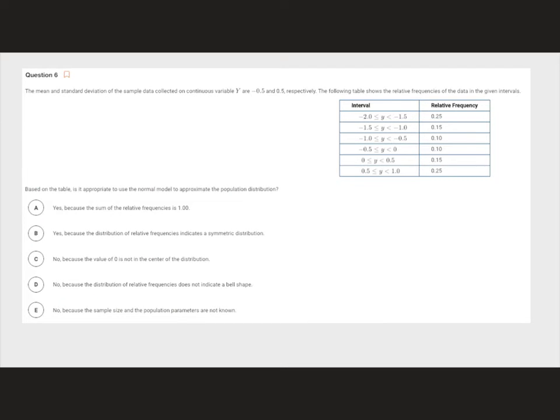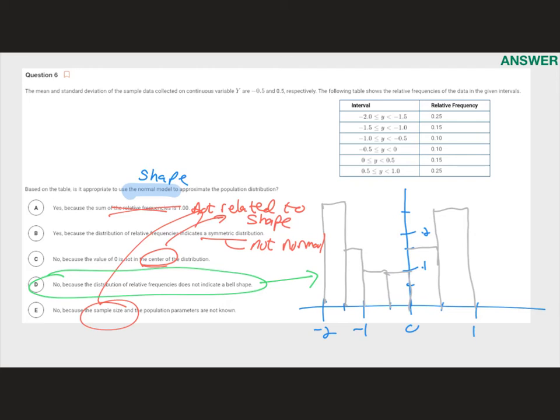Next one. Mean and standard deviation of the sample data collected on a continuous variable y are negative 0.5 and 0.5 respectively. The table shows relative frequencies. This question is asking about shape. As soon as it asked about shape, I drew a display of the distribution. Okay, I took intervals from -2 up to 1, separated by 0.5, -2 to -1/2, -1/2 to -1, etc. And then I drew relative frequencies up to those heights. Maximum was 0.25, minimum was 0.1, and I got a shape of the distribution.